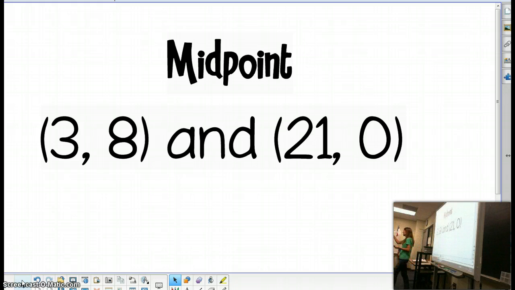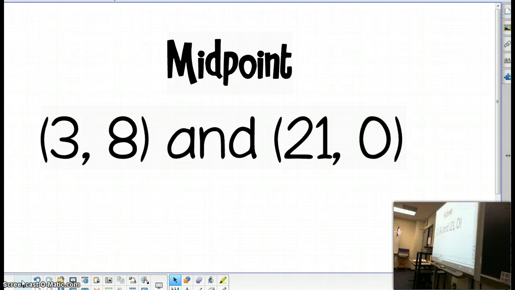First one. Second one. Put parentheses around it. Very good. Yes, put parentheses around it. Try your second coordinate. Nope, try again. Add them up and divide by 2.